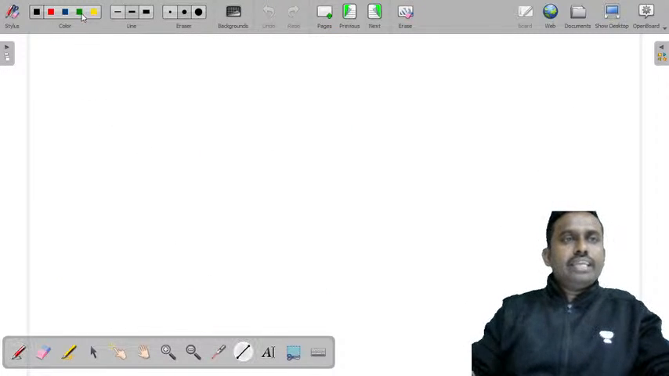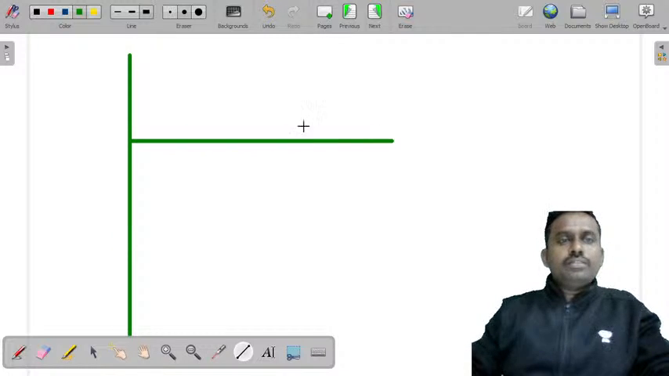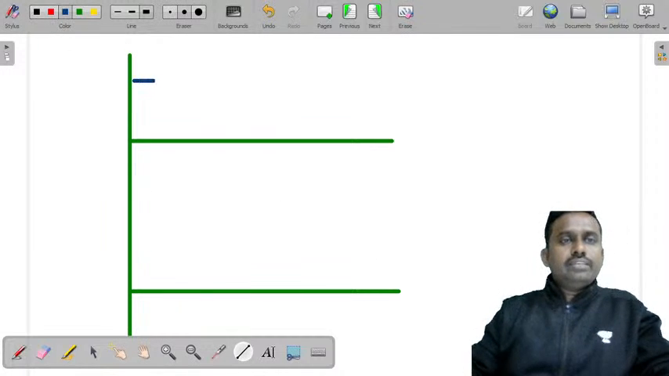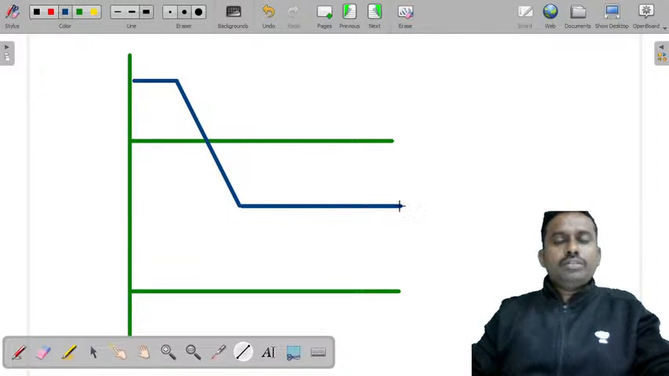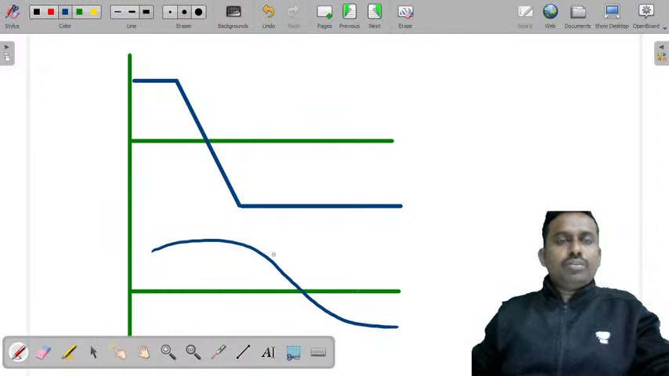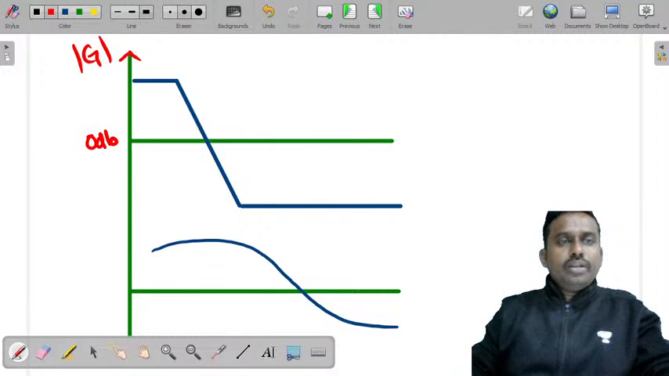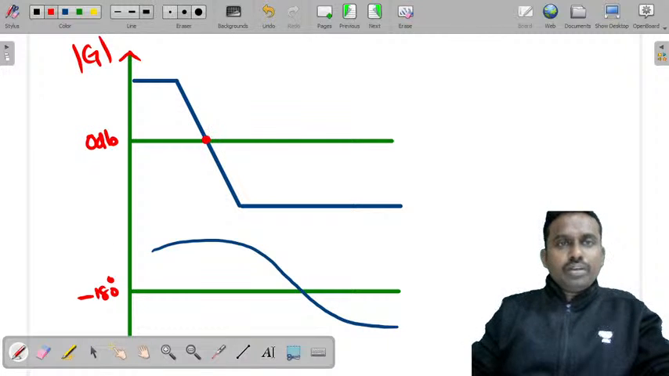Let us consider the third case. Now let us consider this is the plot, and this is the magnitude plot, and this is the phase plot. Now if you observe in this plot, this is the G magnitude and this is 0 dB, and this will be the minus 180 degrees reference. Now what is this point? This is the gain crossover frequency.